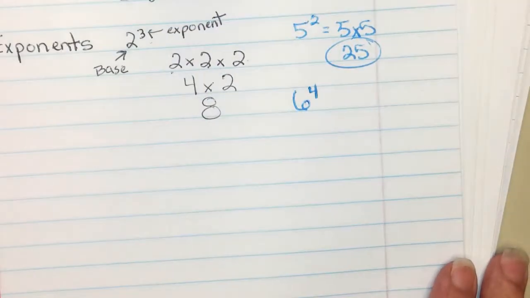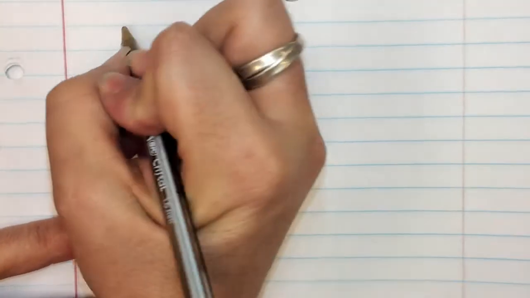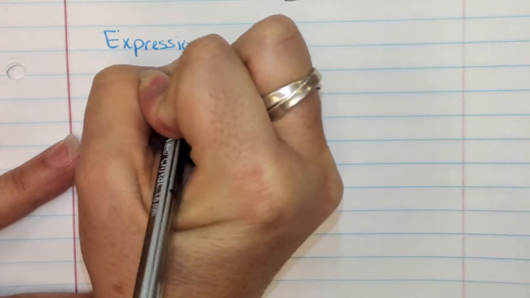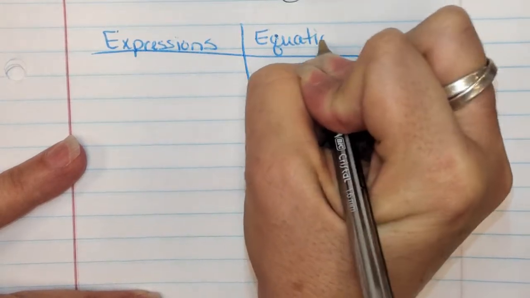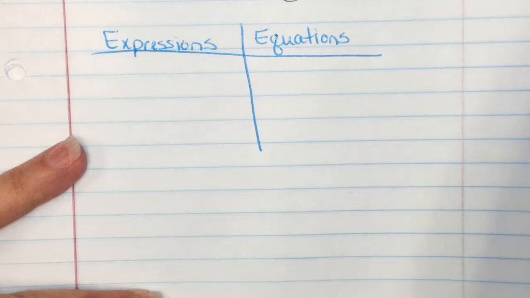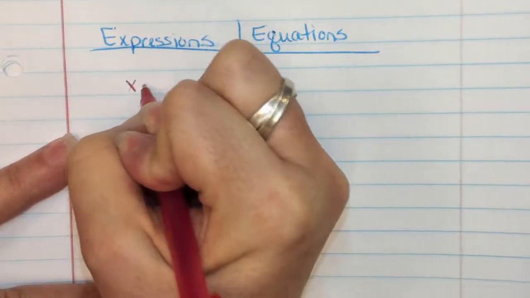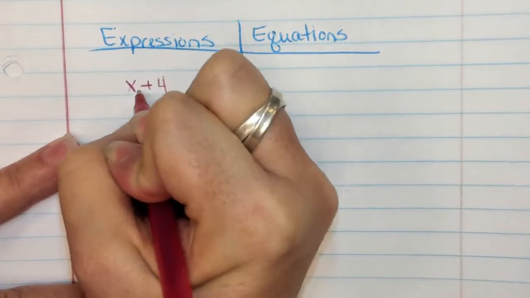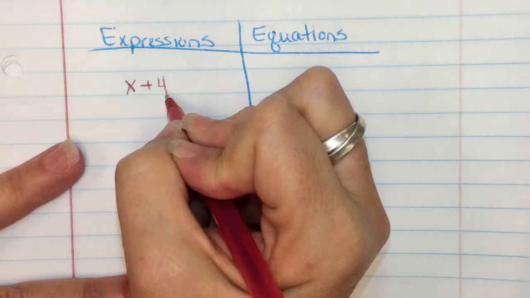Now, the last thing is, well, actually 2 things. We're going to clean up something else. We're going to be studying first something called expressions. The difference between expressions and equations is, we're going to be doing this, which is stuff like x plus 4. That is an expression because it does not have an equal sign.